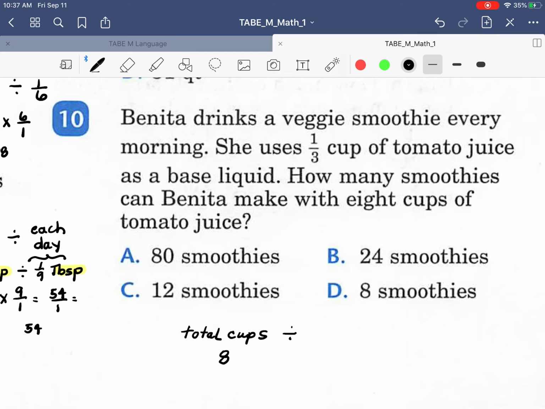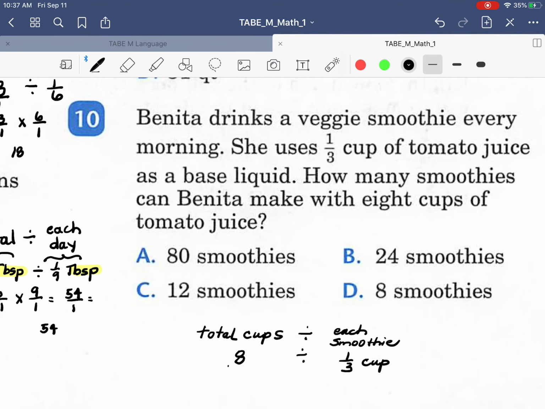And we're going to divide that into each smoothie. And each smoothie has 1/3 of a cup. So 8 divided by 1/3, 8 over 1 times 3 over 1 is 24 over 1. So she can make 24 smoothies with 8 cups of tomato juice. The answer to number 10 is B.